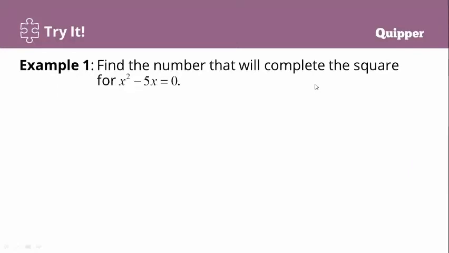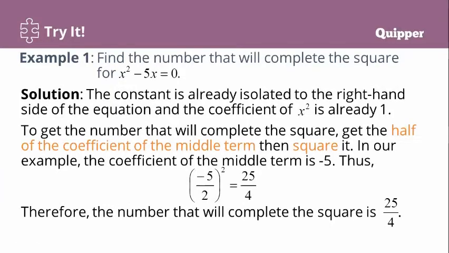Find the number that will complete the square for x squared minus 5x equals 0. We are just to complete the square; we are not to find the values of x. Here is the solution. The constant is already isolated on the right-hand side of the equation, and the coefficient of x squared is already 1. So we can see that the coefficient of the quadratic term is already 1.